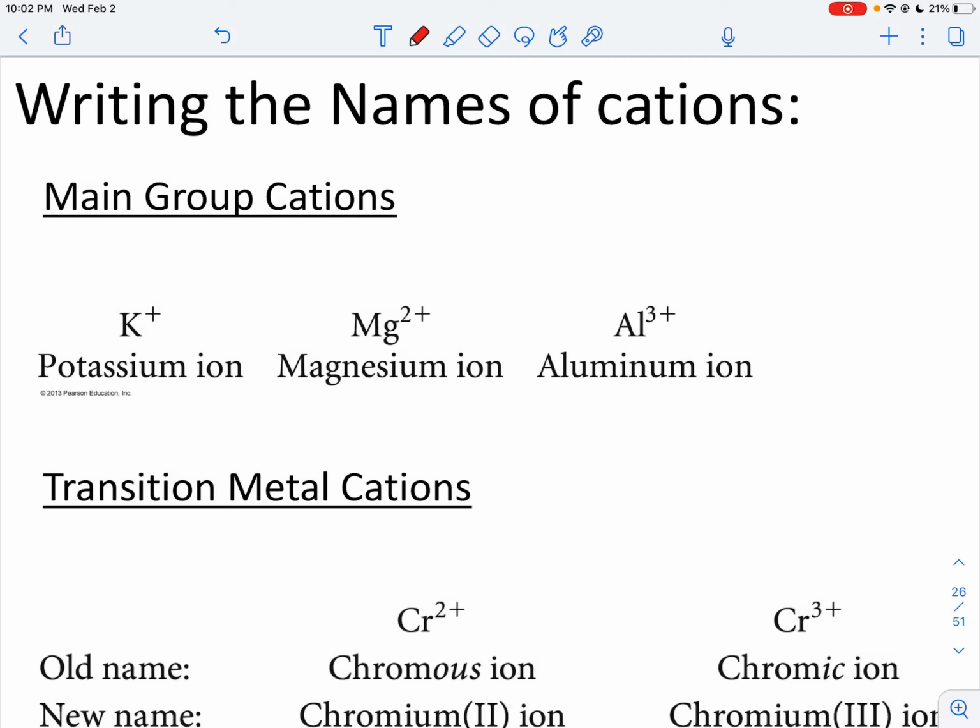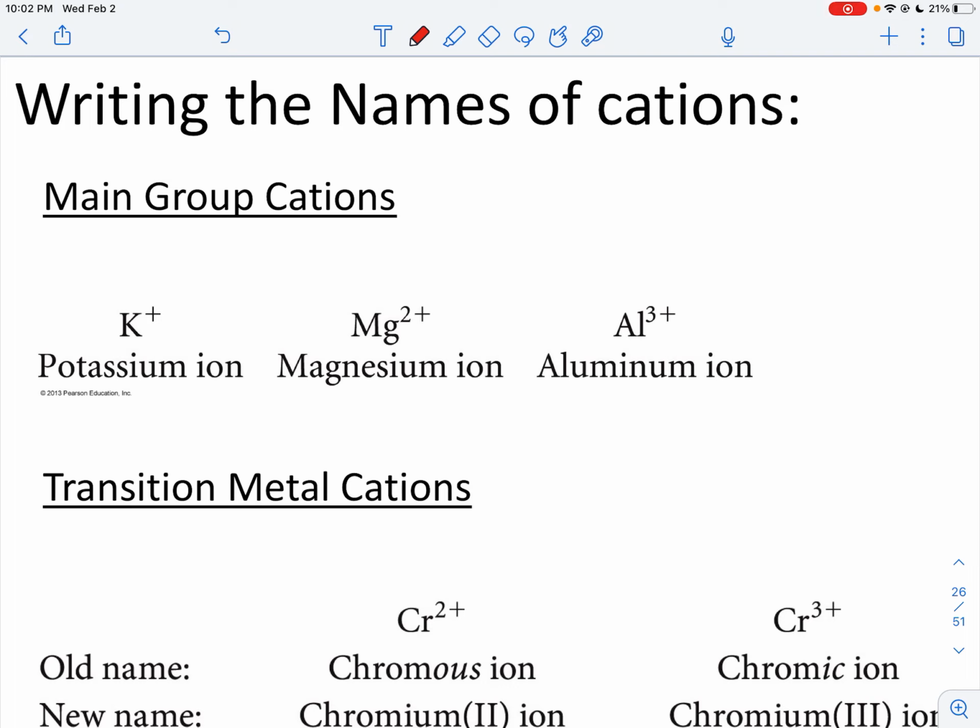All right, we're going to start learning how to write the names of cations, and then we'll work our way to anions, and then we're going to learn how to write the names, ultimately, of compounds that contain cations and anions. And a lot of your Chapter 3 homework questions you will be able to do once you watch this video, because a lot of them have you name compounds.